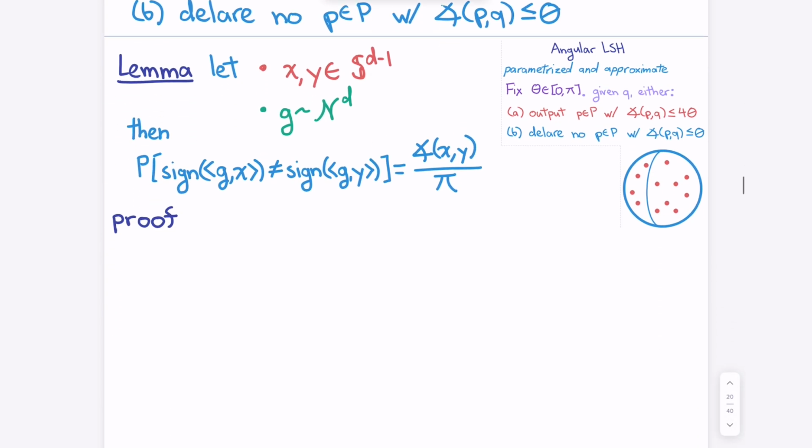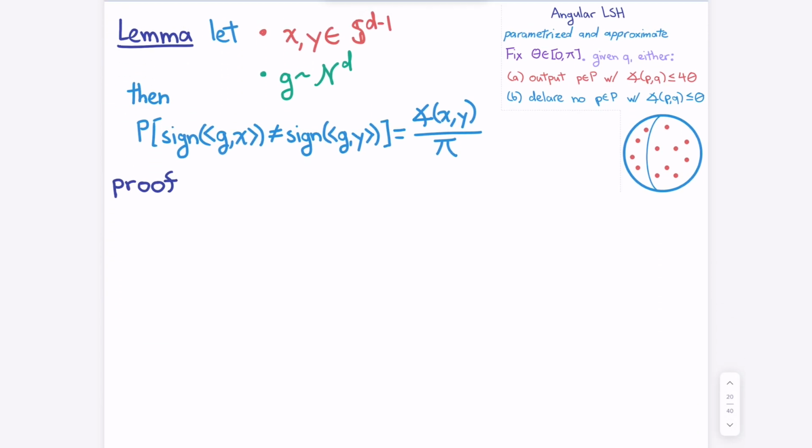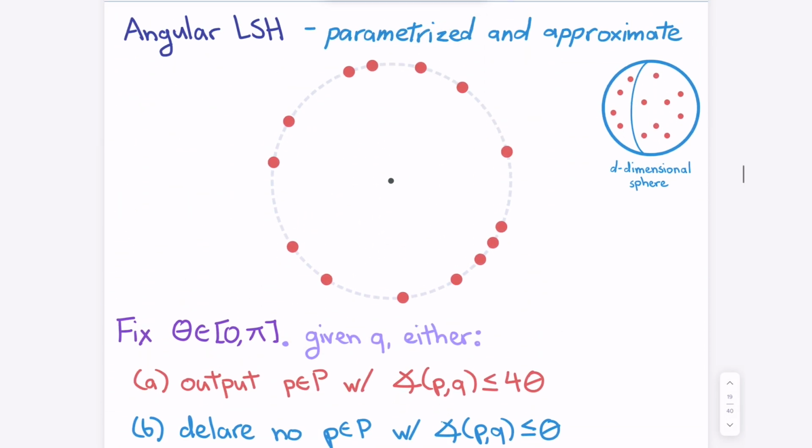Okay, so here's maybe the key thing. So let's just focus on picking one. Okay. Here's actually a good question. How do you pick a random direction on the sphere? How do you pick a random point on the sphere?